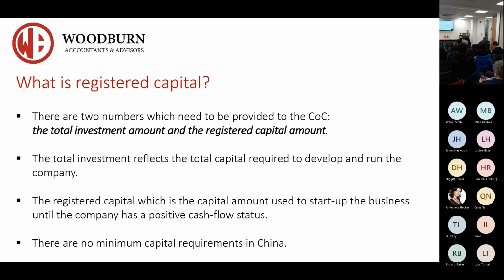And I also want to highlight there are no minimum capital requirements. So the lowest I have ever gone with an application for a client is 50,000, the equivalent of 50,000 renminbi. Why did we do that? Because the client knew exactly when he was going to receive payments from clients. So he knew that he was going to have a positive cash flow immediately.